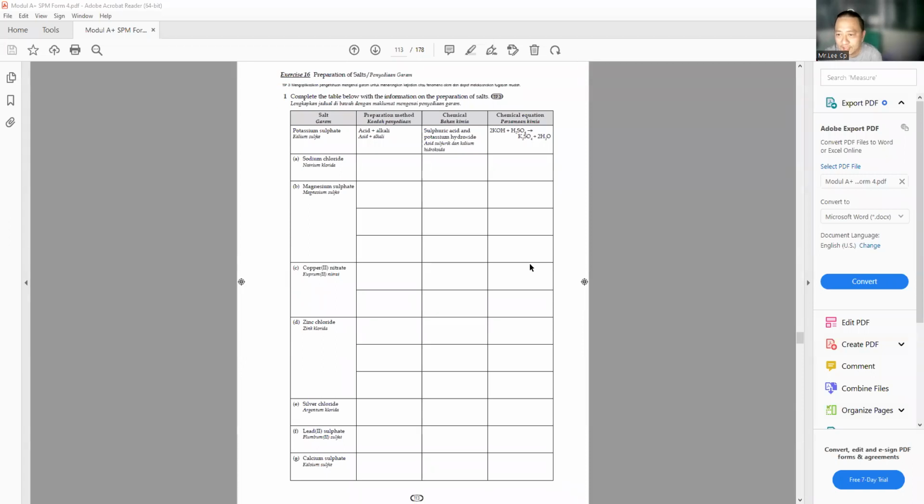This one, right? This is the one that we discussed. I do the first one for you. I do this one, the easiest one, right? Potassium sulfate. How to prepare it? You need to have potassium something and sulfate something. Sulfate is from sulfuric acid, H2SO4. Potassium hydroxide. So you can write this one to get this one.